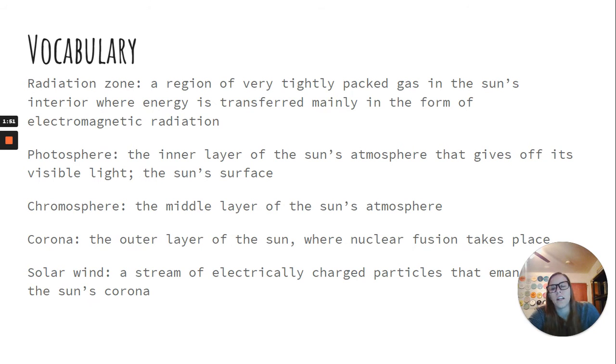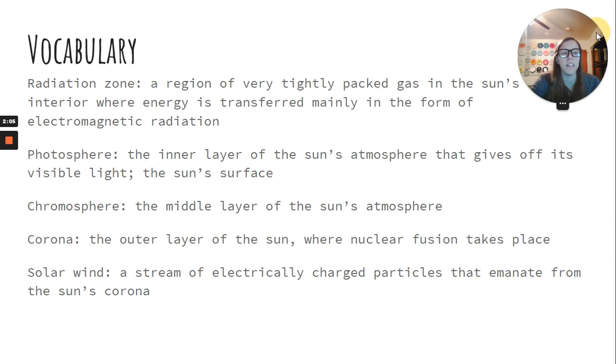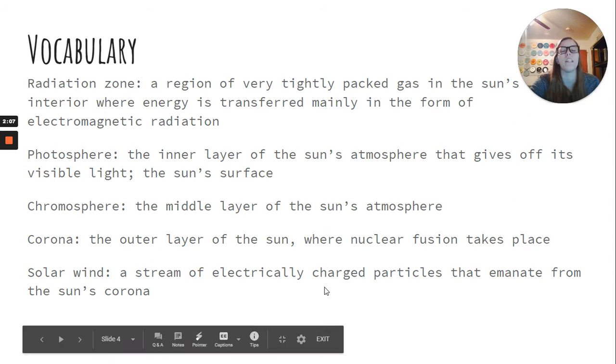The photosphere is the inner layer of the sun's atmosphere that gives off its visible light, and that's also the sun's surface. The chromosphere is the middle layer of the sun's atmosphere. Corona is the outer layer of the sun where nuclear fusion takes place. And solar wind is a stream of electrically charged particles that emanate from the sun's corona.